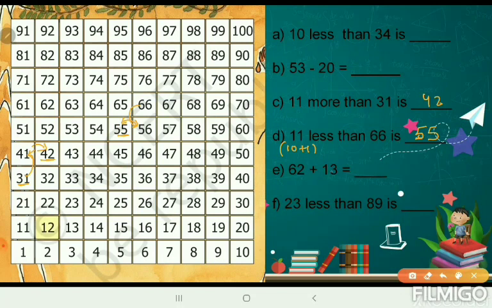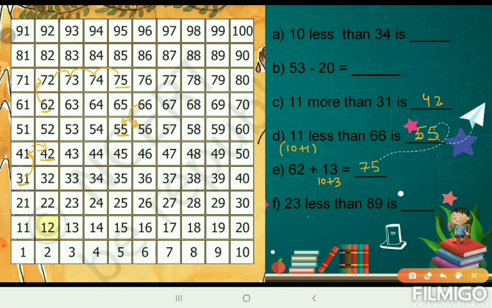62 plus 13. Plus means go up, and 13 means 10 plus 3. That means one step up for 10 and 3 steps forward. So where is 62? 62 is here. So you go one step up for plus 10 and 3 steps forward. 1, 2, 3. So your answer is 75.